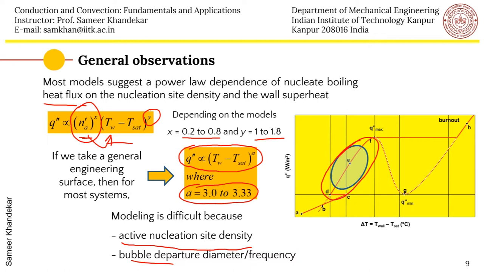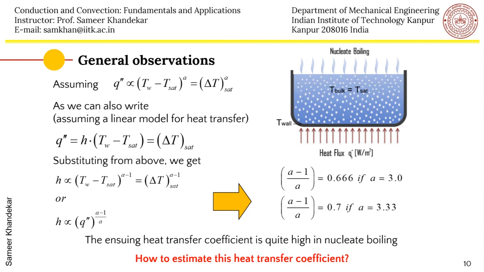If you assume a power law, Q is equal to H delta T, then you will see that H becomes proportional to Q double dash to the power (A minus 1) upon A, where the value of A, as we know, is about 3. So now the question is how to estimate this heat transfer coefficient, which we would like to understand.